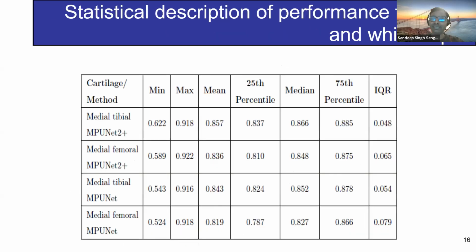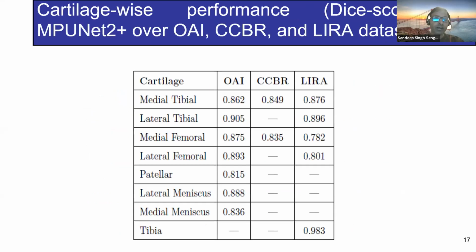Now these are the statistical parameters generated from this diagram. So here also we can see our method is performing better. Now we have also done the cartilage-wise performance testing. So each cartilage is also performing better, like the dice score is more than 0.8 in all cases, right? So we can say each cartilage is segmented well.